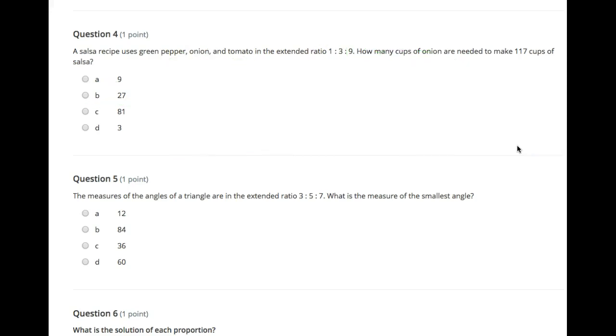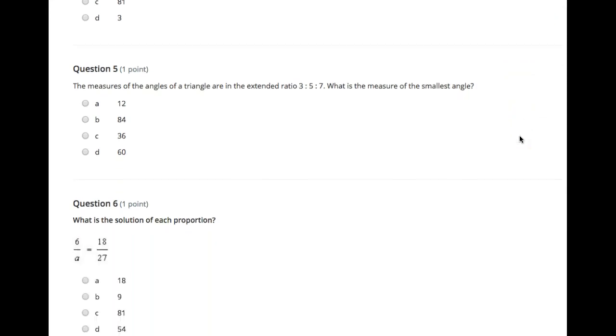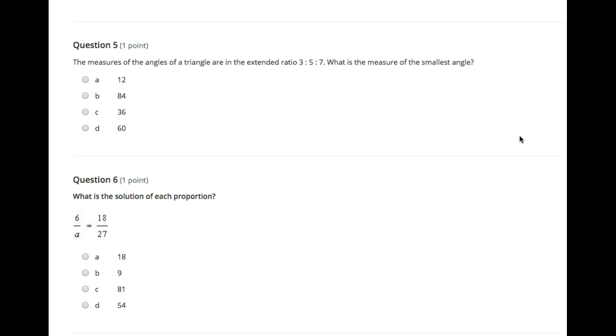All right, let's look at number 5. Number 5 is another question where they're talking about parts and wholes. So it says the measures of the angles of a triangle are in the extended ratio 3 to 5 to 7. What is the measure of the smallest angle? So I'm going to look for the smallest angle. And I know that these are all measures of angles in a triangle. Now that's actually really important here because we know things about all the angles in a triangle. We know that they all add up to 180. So I'm going to write down 180 right now.